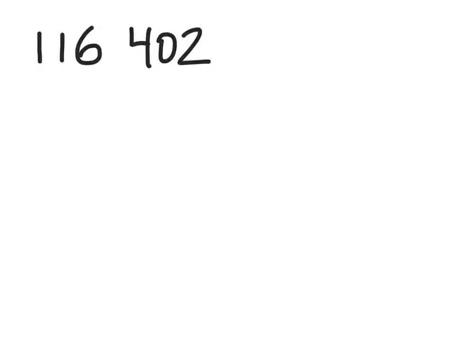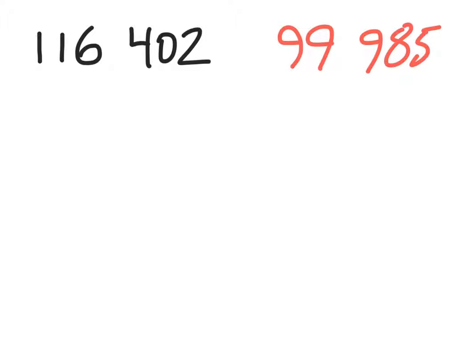Let's do one more example. I'll try to make it hard this time. If I have a number like 116,402 on one side, and on the other side I have a number like 99,985. Again, let's line these up vertically, so I'm going to rewrite the 99,985. And I'm going to make sure to do it very carefully.